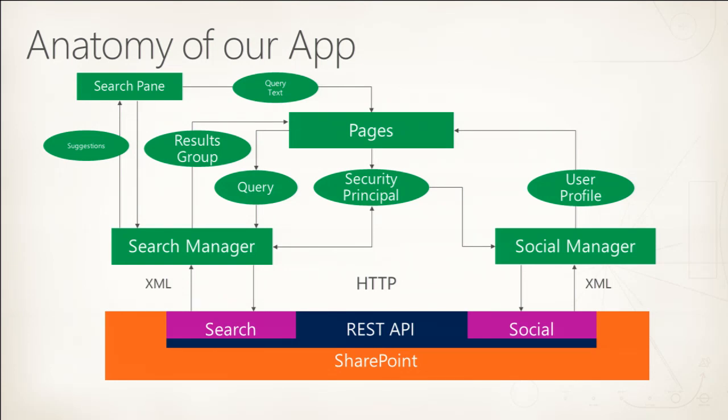That query text gets launched and sent to the page. The page makes a call to my search manager, passing in the query text and any transformations we may do in the client on that query. It also provides the security principal object, and we'll talk very briefly about authentication with these Windows 8 apps. All that data is shipped off to the search manager, our core entry point for executing searches, which makes the call into the REST API and returns our result objects.